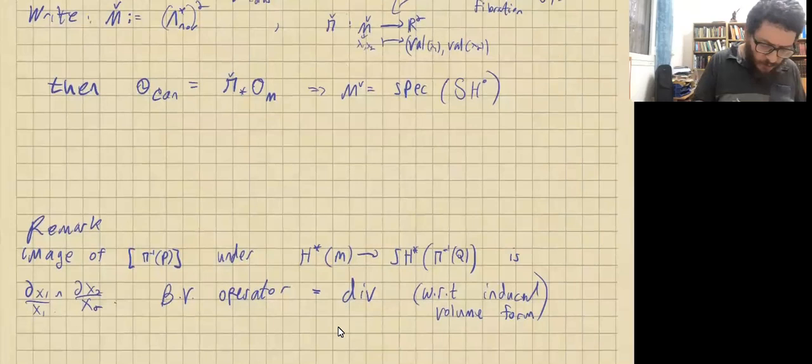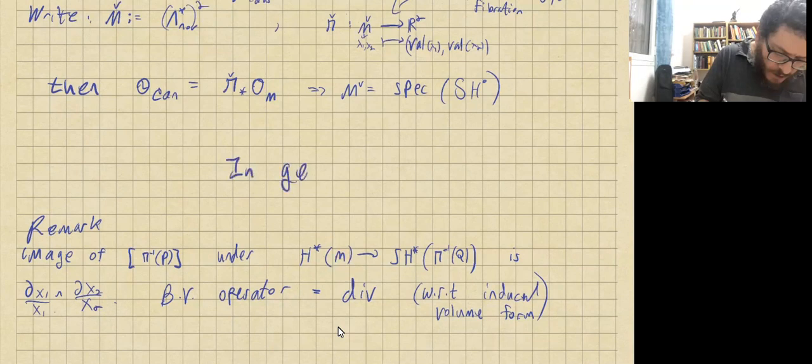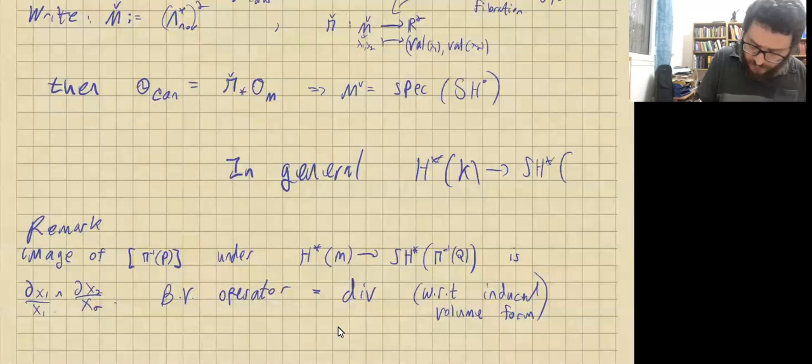There is a map from the cohomology of the total space, the ordinary cohomology, to the symplectic cohomology. This is something I should have written slightly differently. So in general, there is always a map from H star of K to SH star of K inside M. There's always this kind of map.